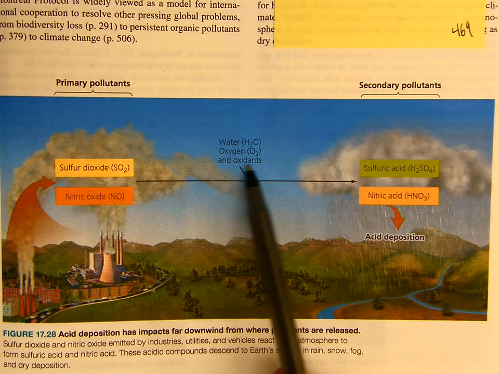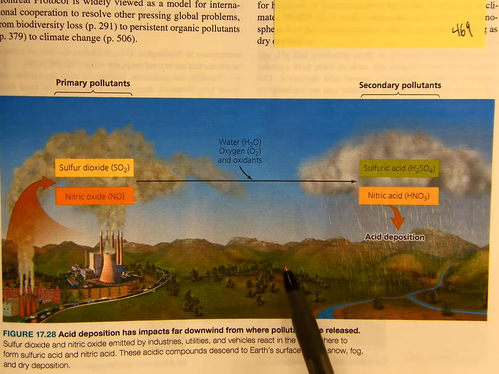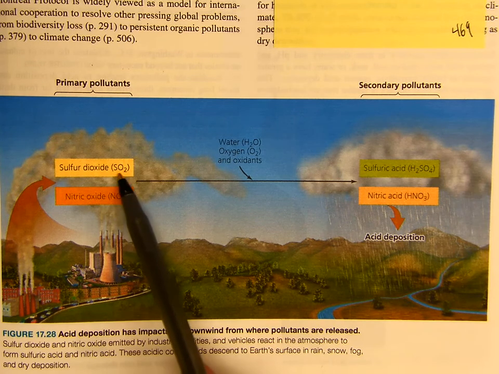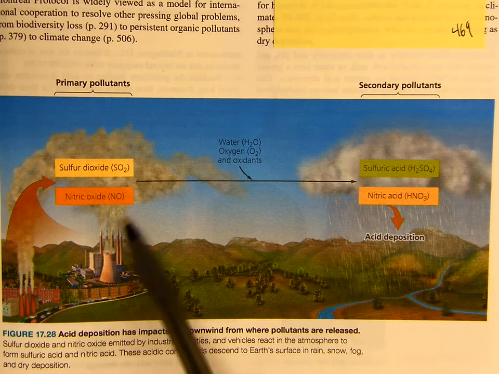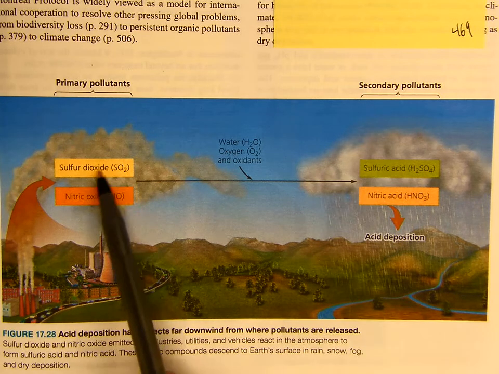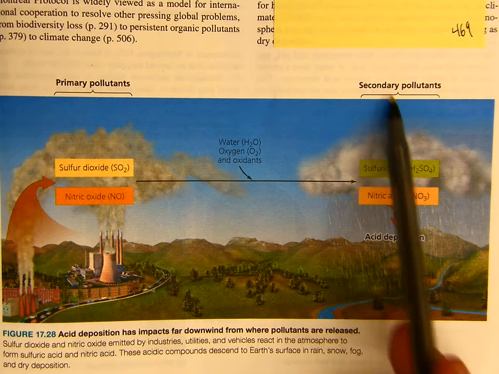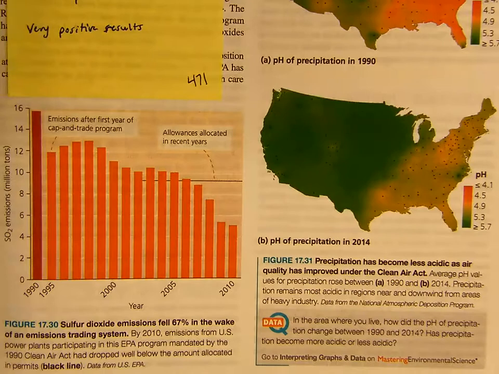Then water, oxygen, and oxidants in the atmosphere, combined with sunlight, that's the energy that makes this whole thing happen, creates sulfuric acid. You can see H2SO4. It started as SO2. And it also creates nitric acid, HNO3, which started as NO. So this is the primary and secondary pollutants. It starts off as this, goes through transformation, becomes a secondary pollutant as that. So I like that image a lot to really give a visualization of what's actually occurring.